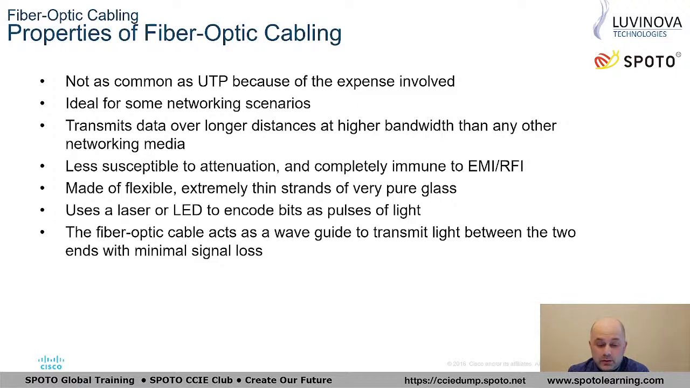Less susceptible to attenuation and completely immune to EMI or RFI. Why? Because the fiber optic carrier of the data is a light impulse, which is not affected by EMI or RFI. Made of flexible, extremely thin strands of very pure glass. It uses a laser or LED to encode the bits as pulses of light. Some are cheaper than others, which is why one fiber optic has somewhat worse characteristics than other fiber optics. We're going to talk about it a little later, but that's why they use two types of light pulse source: LED or laser.